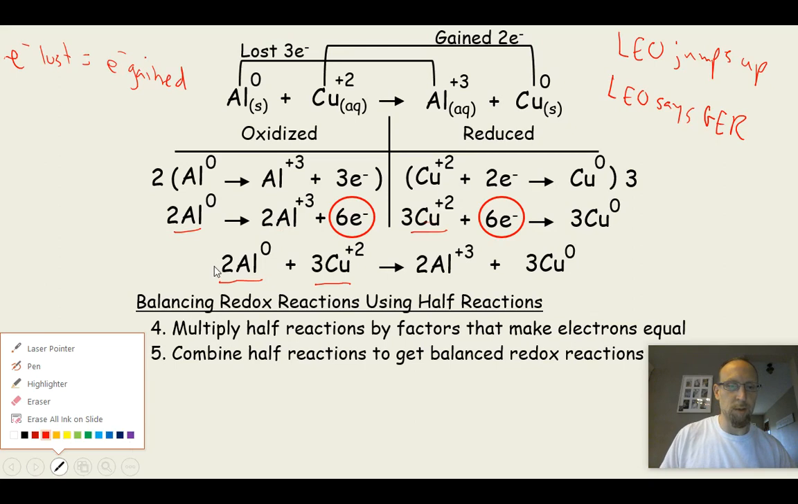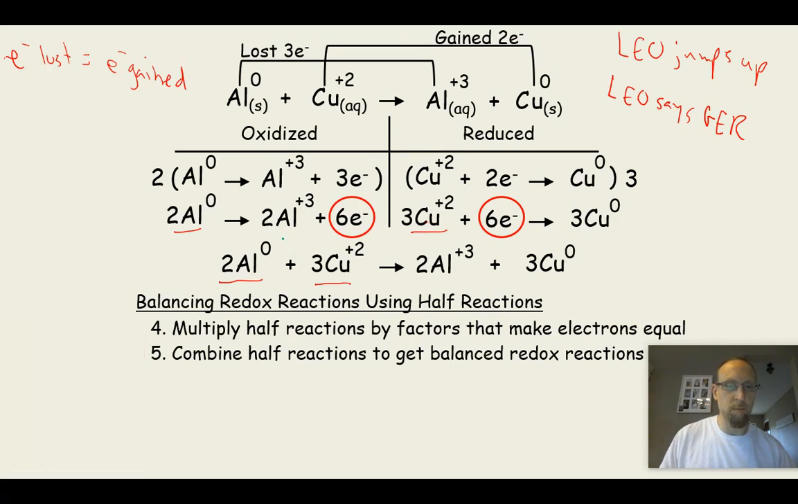So let's change color here. So aluminum plus 3, and then copper 0, right? So left side of the arrow, right side of the arrow. It's the same equation that we started with. So all we're really doing is adding the coefficients in. So sometimes you'll just be given blanks.